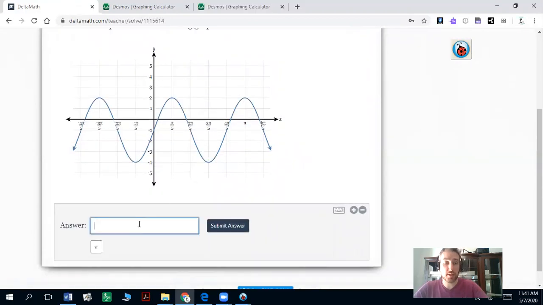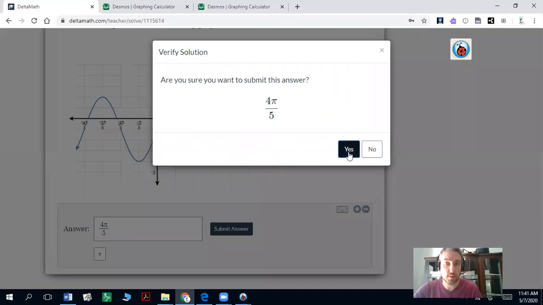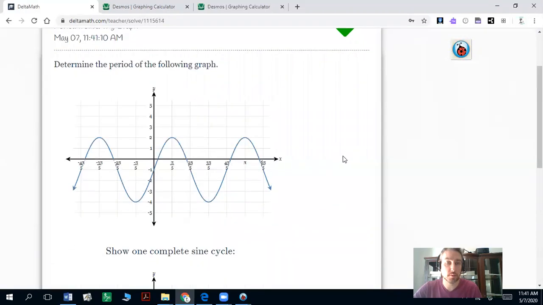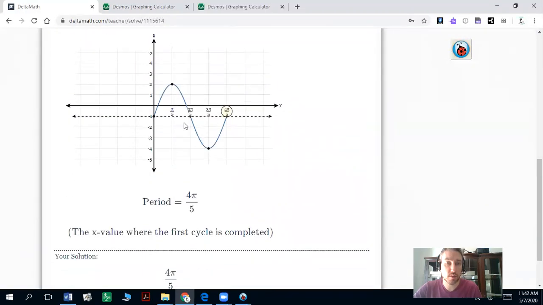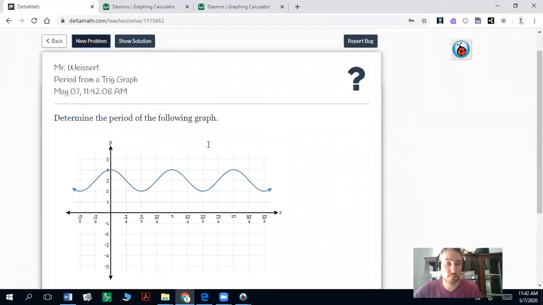So I would want to actually enter 4 pi divided by 5. Need the pi in there. That's in terms of radians. So one complete cycle is that distance right here. And it should be marked on the x-axis most of the time. Let's do another one.